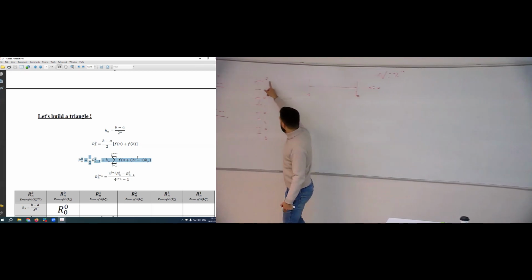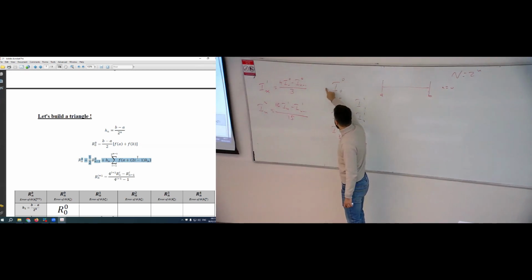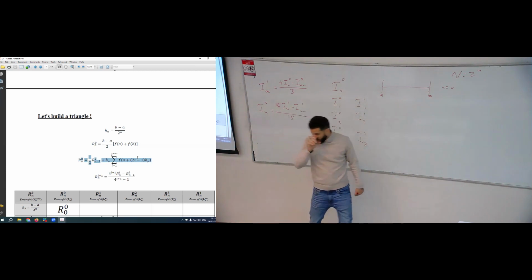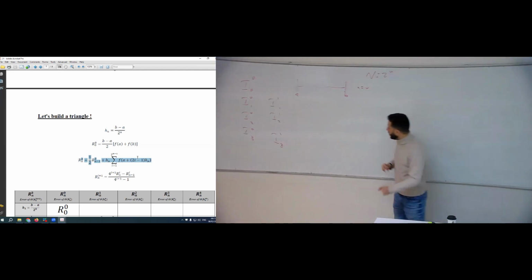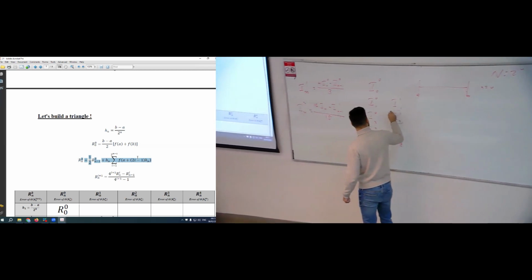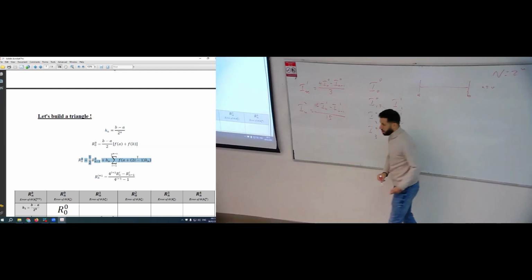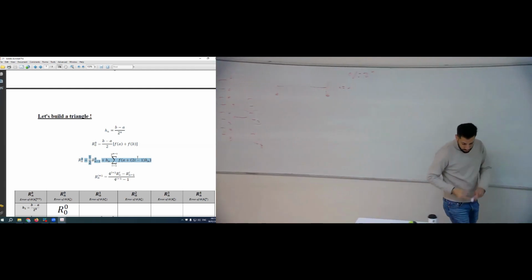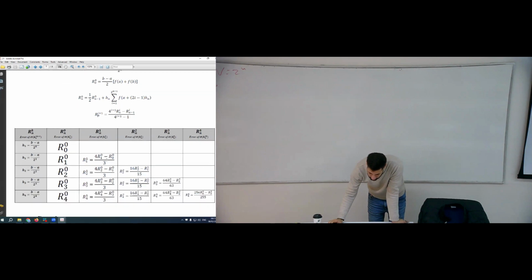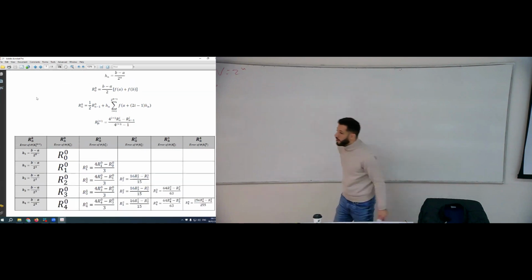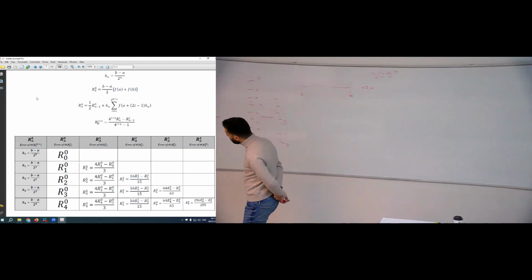So I calculate at first this, and then I calculate this recursively. And then I calculate each column recursively using the previous column. And each element here, I calculate it using the 2 elements. Okay? So that's what I expect to see.